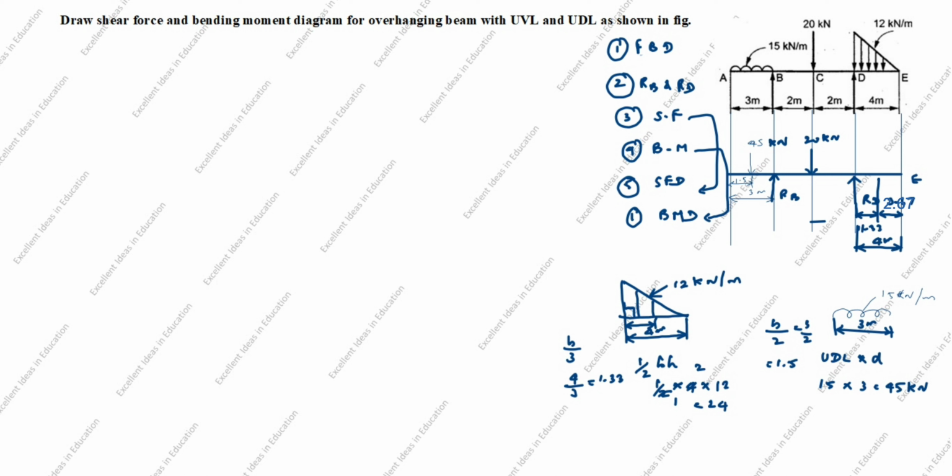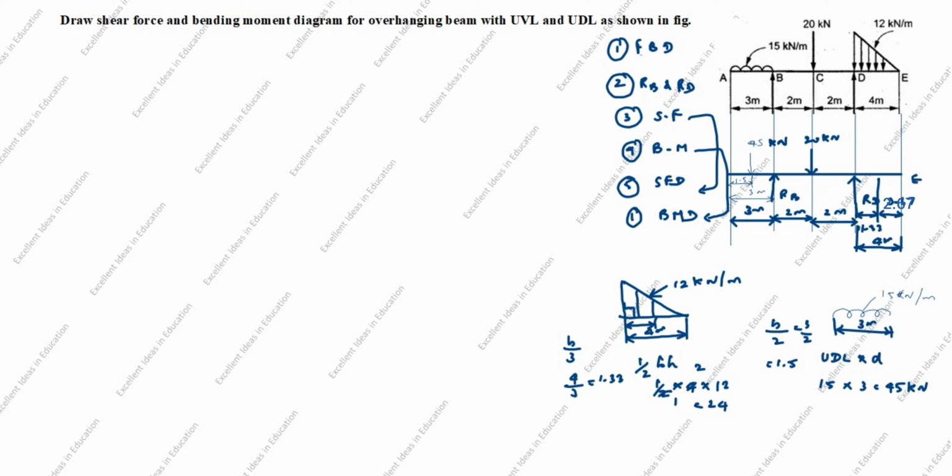This distance is 2 meter. This distance is 2 meter. This distance is 3 meter. This is the free body diagram. Free body diagram finished. Next, we will find RB and RD value.